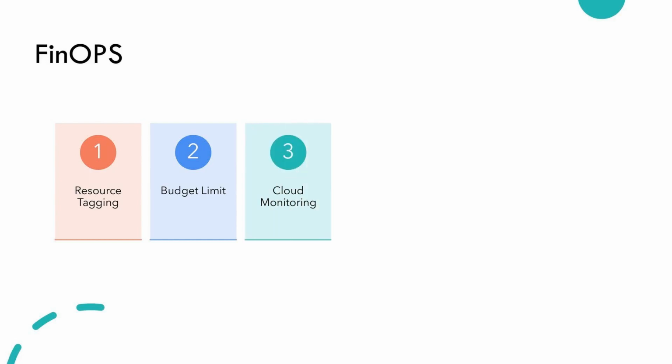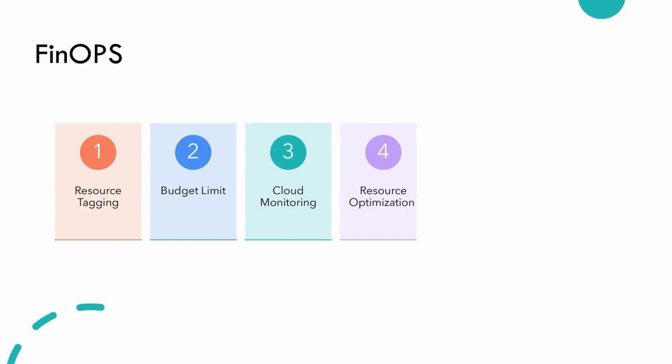3. Monitoring. This method involves monitoring cloud resources usage and expenditure continually. It helps in identifying resource usage patterns and areas where costs can be reduced. This method's goal is optimizing resource usage and minimizing costs.